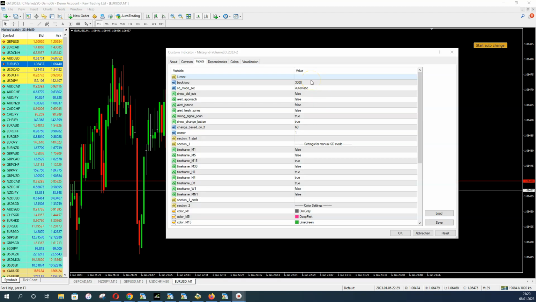I am back on the settings. I want to show you one more thing. It's this line, the back loop, where it says 3000. This tells the scanner how far back it should go to make the analysis. So if you put a 3000 in it, which is the default number, then the indicator looks back 3000 candles to find supply and demand boxes. So this means the larger this number, the more older boxes you will see on the indicator. If you want to go more with the fresher ones, you would, for example, use 1000 here. Then you see more of the fresher zones.